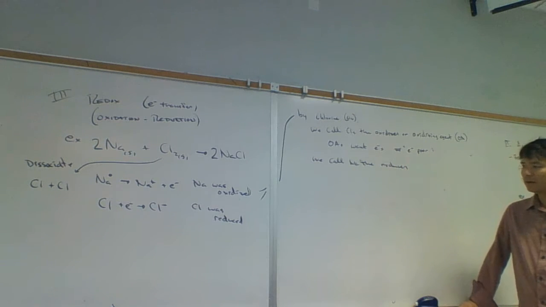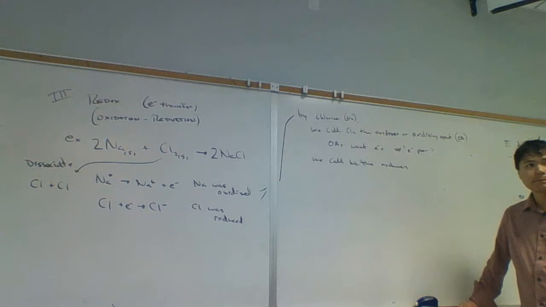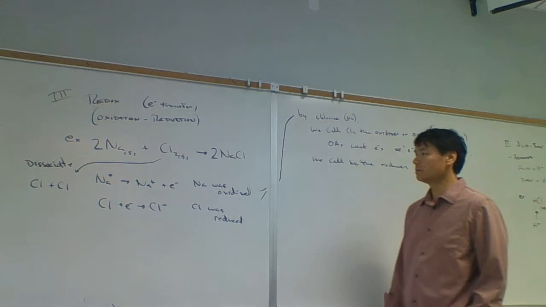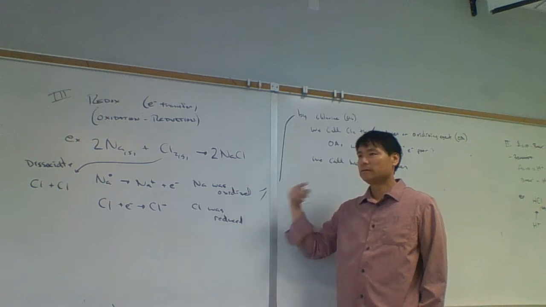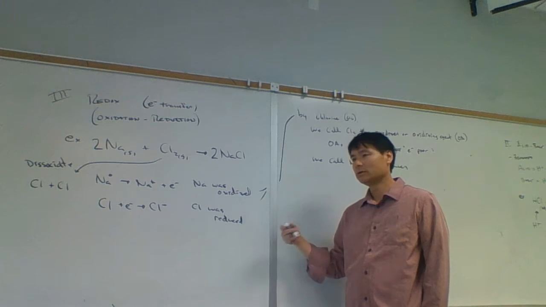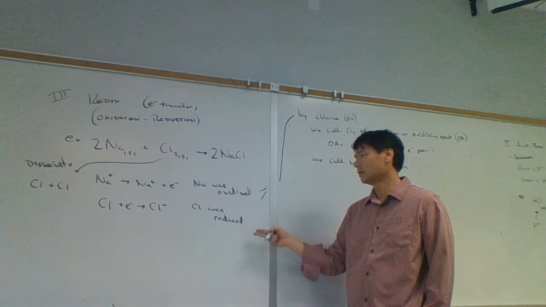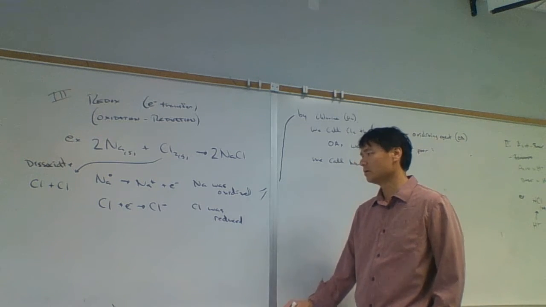It was oxidized by the oxidizer. When chlorine was reduced, it was reduced by the reducer. The reducer does the reducing. The oxidizer does the oxidizing. And so people always get this mixed up. And it's very confusing, so you have to go through it over and over again until it clicks. And eventually when it clicks, then it's pretty straightforward.